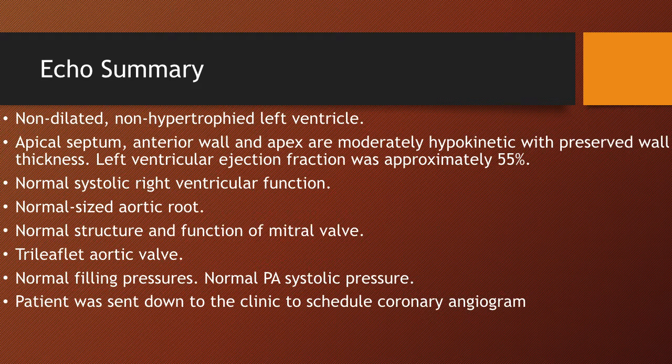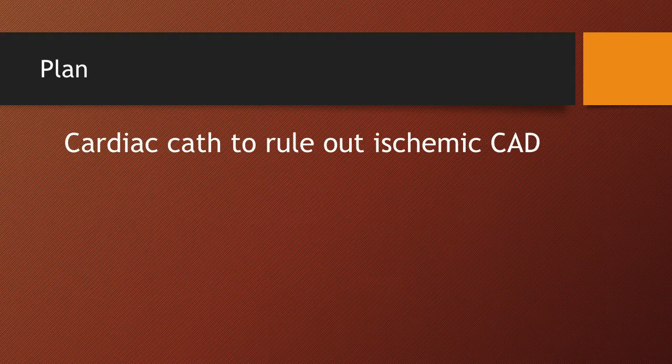And the rest was normal. Normal systolic right ventricle, normal size aortic root, normal structure. The trileaflet aortic valve was also normal. Normal filling pressures, normal PA systolic pressure. So the patient was sent down to the clinic to schedule a coronary angiogram. Why? I do not know. If this is all normal, maybe they know something, of course, that I don't. So the plan was to have the patient go to the cardiac cath to rule out ischemic coronary artery disease.